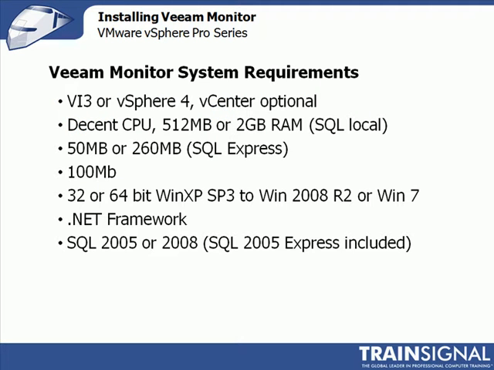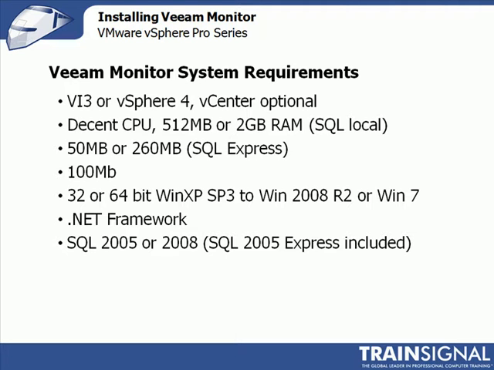So the system requirements to use VeeamMonitor, first off, are that you need a virtual infrastructure, either VI3 with ESX version 3.x or vSphere 4 with ESX version 4. Now, in either case, vCenter is optional, but it's highly recommended because it allows you to make one connection to the vCenter server to learn about the entire virtual infrastructure.